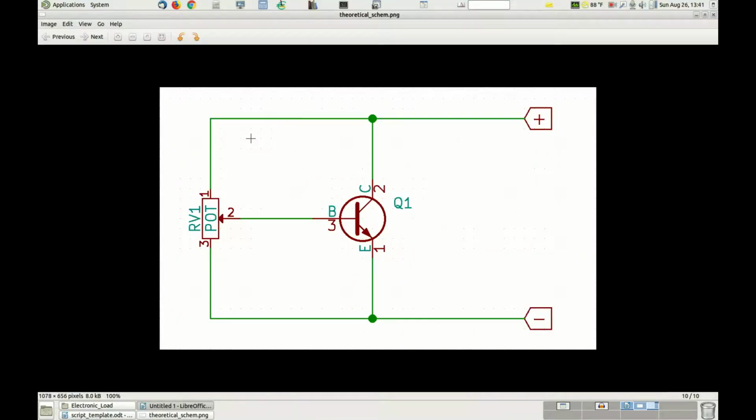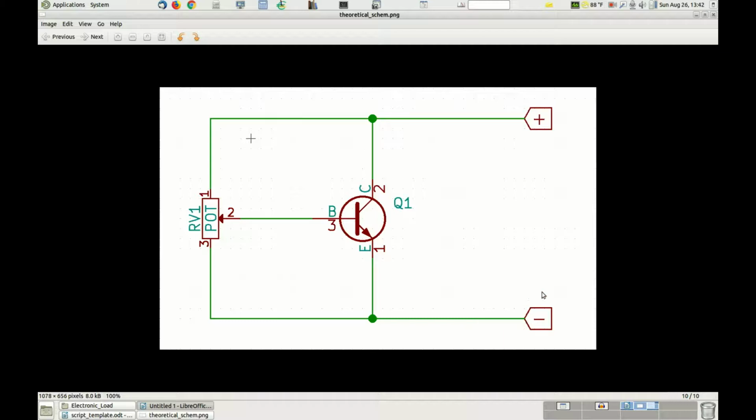In principle, an electronic load is made of just two components, a power transistor and a potentiometer. The transistor can be replaced with a power MOSFET, but the main functionality does not change. What is important is that we have an active device that can be controlled to regulate the flow of the current between the plus and the minus terminals.